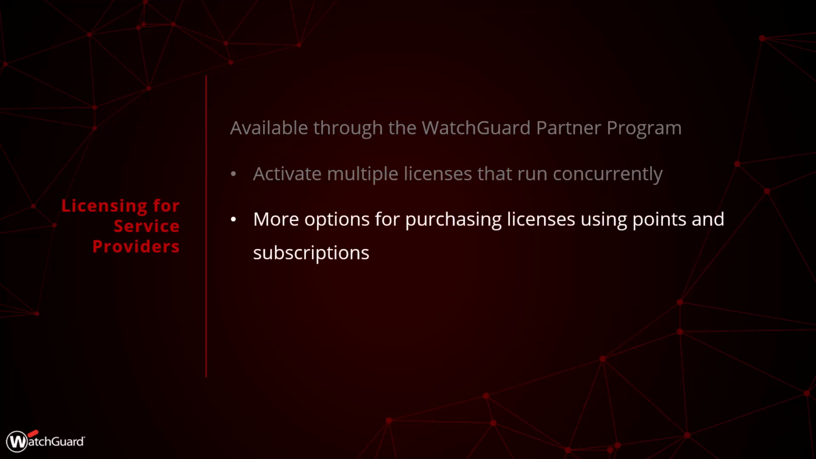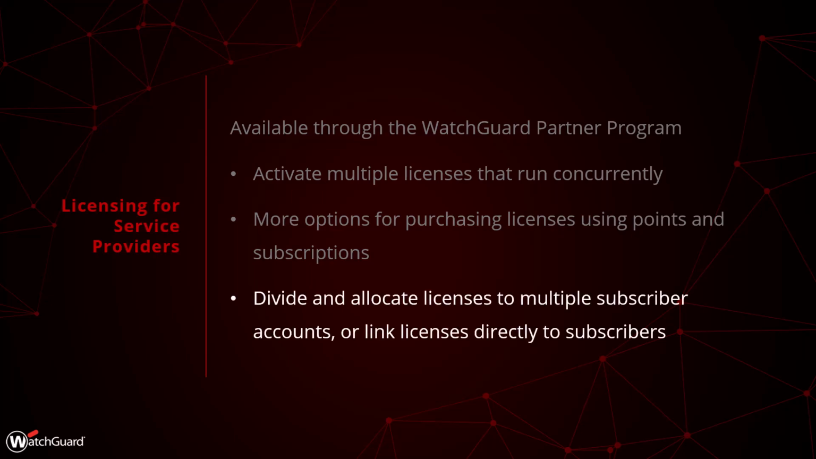In addition to term licenses, partners can also purchase licenses using points and subscriptions. These enable more flexibility in how you are billed, offering month to month billing. Partners can also divide and allocate their licenses between multiple subscriber accounts, or even link licenses directly to their subscribers, enabling them to control exactly how every client they support is licensed. For more information about joining the partner program, check out the WatchGuard.com homepage, and for using licenses as a partner, check the WatchGuard technical search.